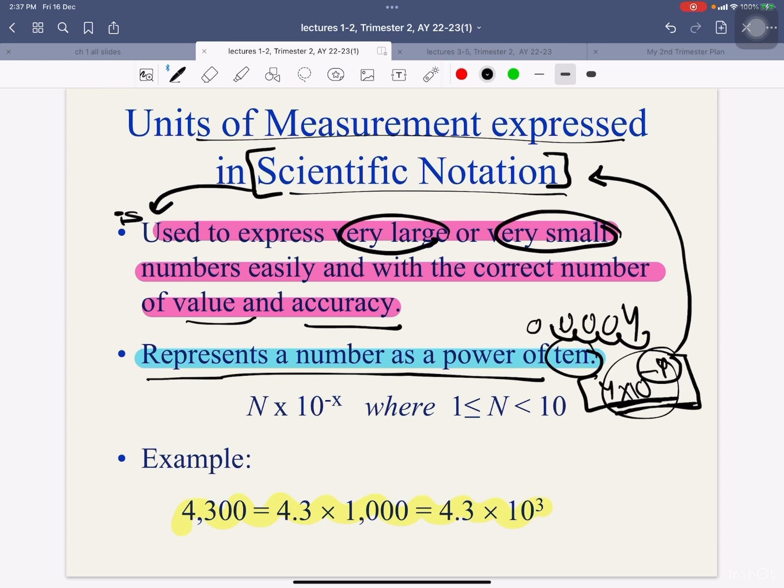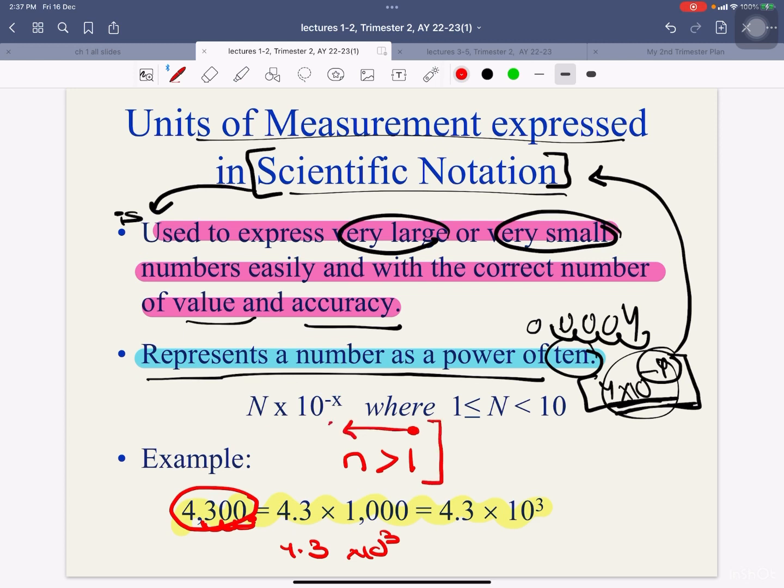For example, here we have 4,300. I want to express 4,300 in a scientific notation. So we're gonna go from here: 1, 2, 3. 4.3 times 10 to the power of 3. Why did I start from the right and go to the left? Because this number is greater than 1. So if the number was greater than 1, we start counting from here to there. Okay?